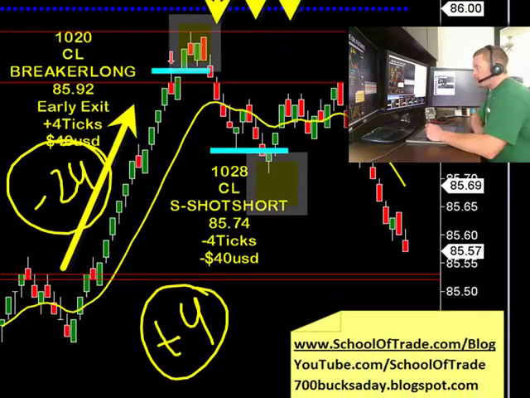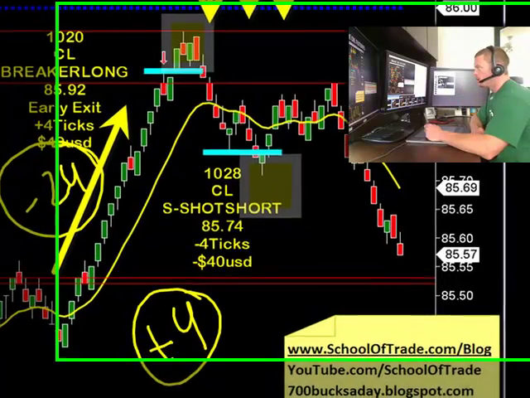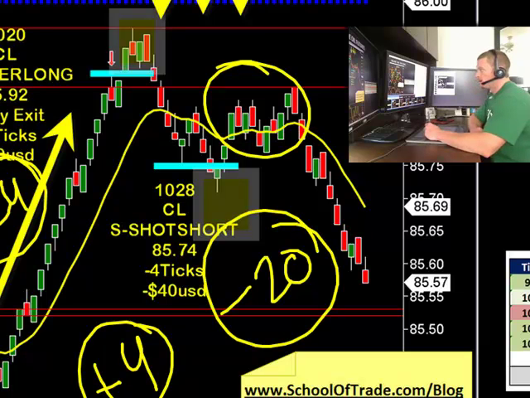Now, what if at 1028 here, we wouldn't have managed that trade properly either? What if we didn't have that tight stop, that mentality that manages our stops very closely? As you can see, we could have easily taken another -6 ticks. Now we'd be in -24. Now we'd be at -20 ticks on the morning.